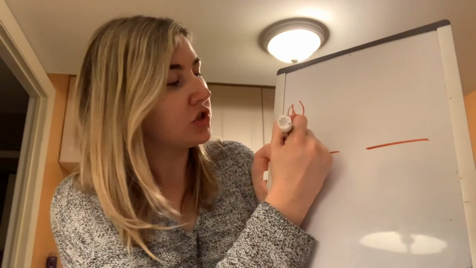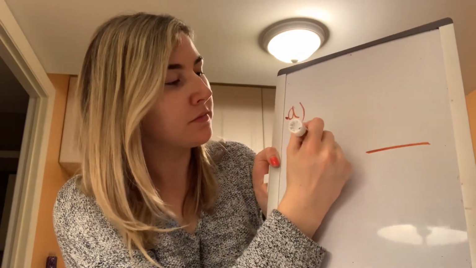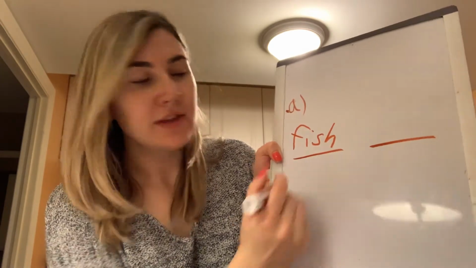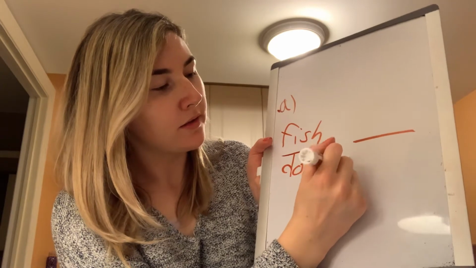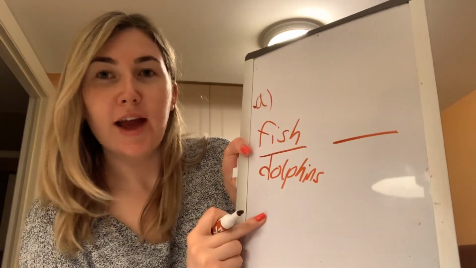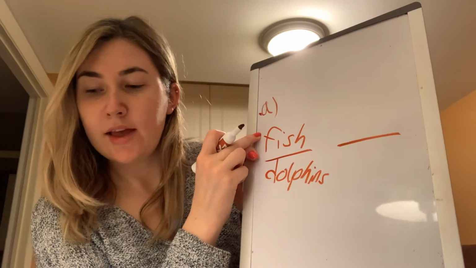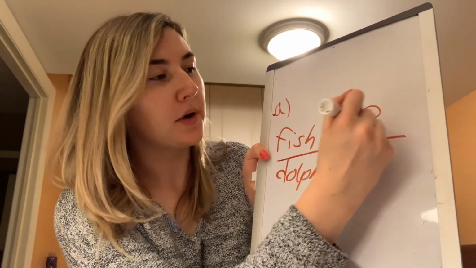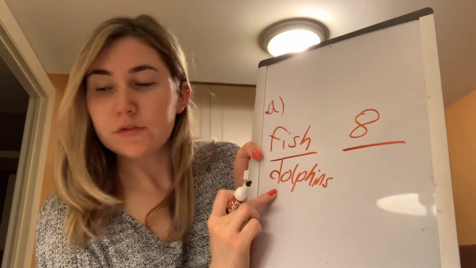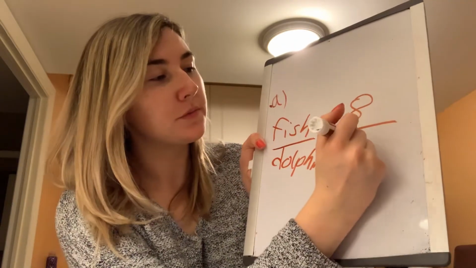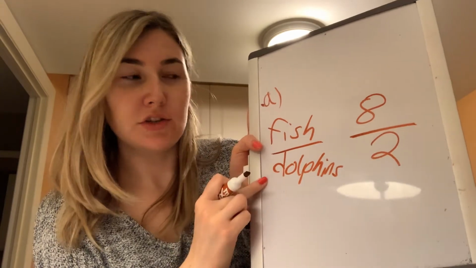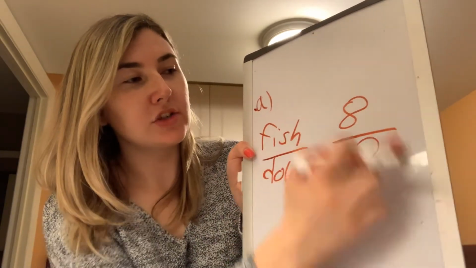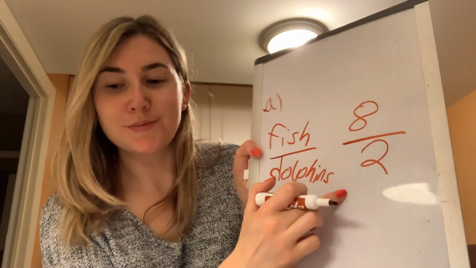So we have fish as our top term and dolphins as our bottom. And now I'll look to see how many fish were in our sentence. There were 8 fish, so that's our top number. And then how many dolphins were there? And there were 2. So we need to make sure we include the names of our ratio and then our fraction number. So we have 8 over 2. So you can pause this video and finish up B and C.